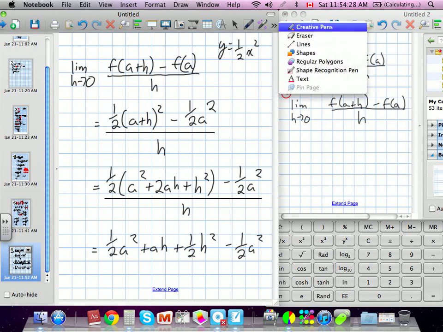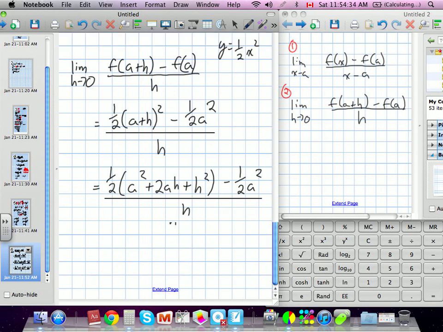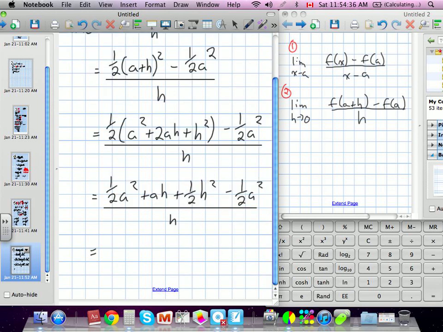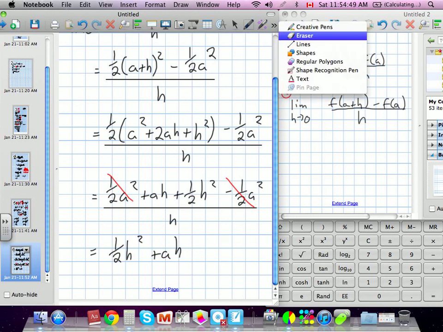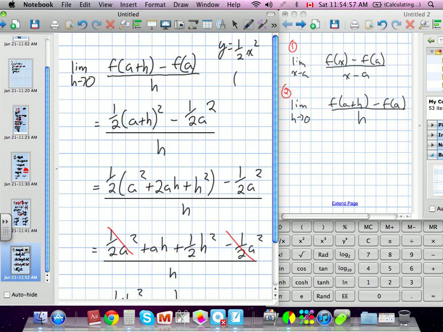Okay. Quickly looking at this, the positive a squared and the negative a squared are going to cancel each other out. And I'm just going to rearrange the order here. We're going to have a half h squared plus ah, divided by h. Oh, and sorry, side note. Remember, this is at the point of when x is 1, right? We had our two coordinates. What were the two coordinates? X at 1, and the other one was negative 1. Those are our two coordinates, right?